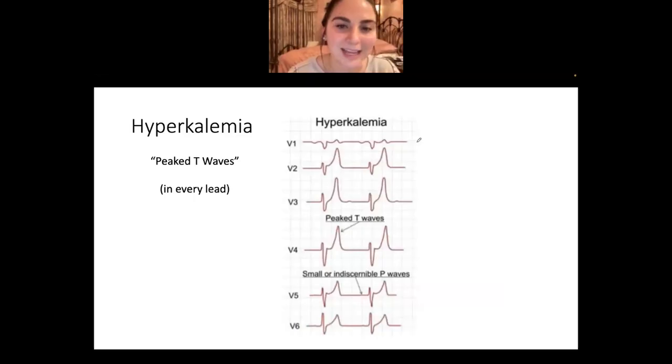Same with hyperkalemia, same thing. You have peaked T waves. So I actually like this picture because, I mean, it doesn't give you every single lead, but at least it gives you all the precordial leads.